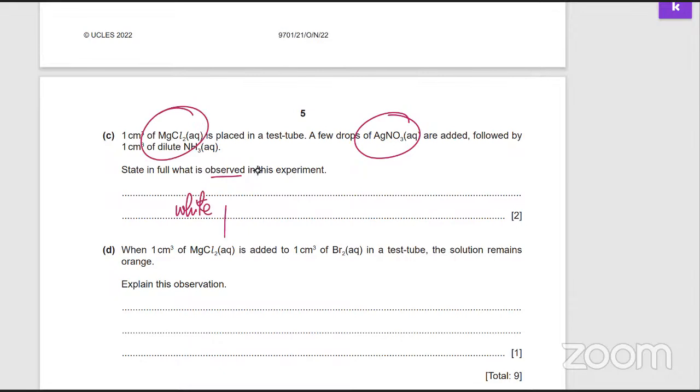ठीक है. हाँ, मैं वो लिखने की जरूरत नहीं है कि this white precipitate is fine because observed ठीक है, is not. But I'll come to the second mark. But he's just asking to state, not to explain what's happening, right? State what is observed, that's it. Followed by ammonia. What's going to happen if you add ammonia? Sir, it will dissolve. It will dissolve, okay? So PPT dissolves in ammonia.